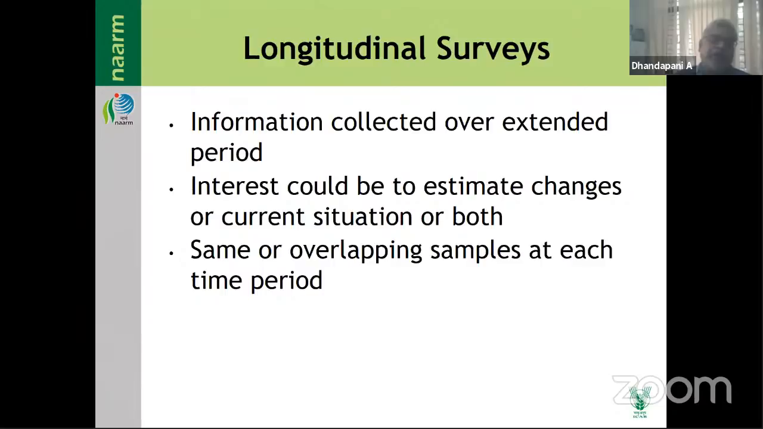So the compromise is that you have an overlapping sample. Overlapping sample means maybe 20% or 30% of the sample will be common between two time periods. So 80 or 70% fresh sample you will take, and 20 or 30% overlapping samples you will take. So the idea is that you will be able to estimate the current situation, and also the change from one season to another season.